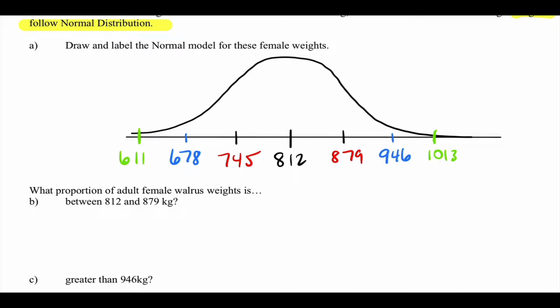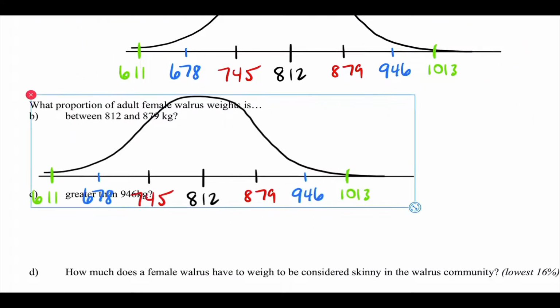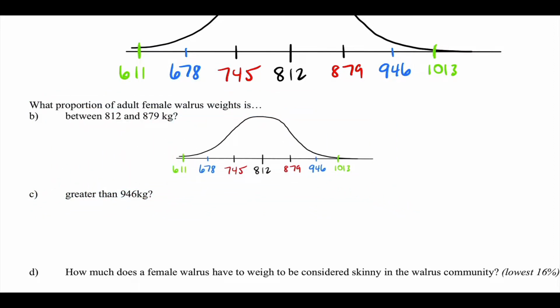What proportion is between 812 and 879? So this is where the shading comes in. This is what you're going to do here. You're going to shade the region in question. Okay. So I'm going to make a copy of this. Copy. Okay. Just shade yours. So where am I going to shade it? I'm going to shade it from 812 to 879. And I'm going to shade it right there.